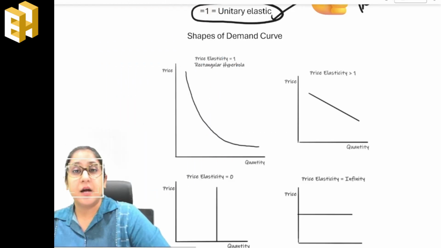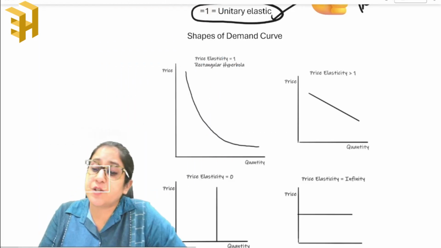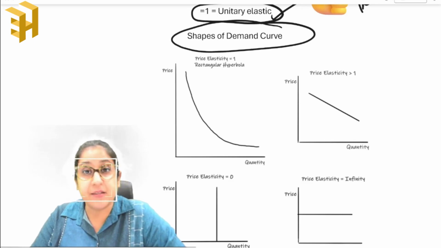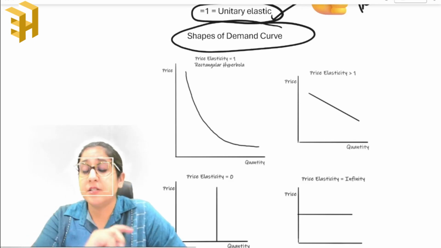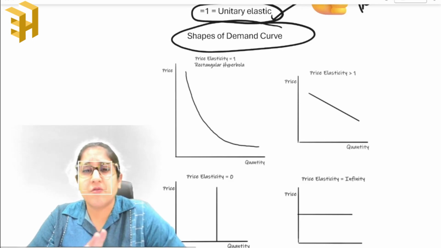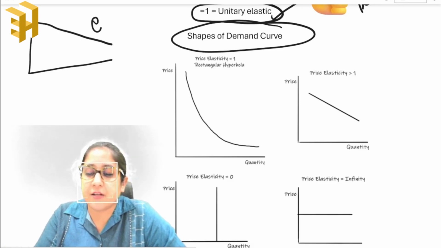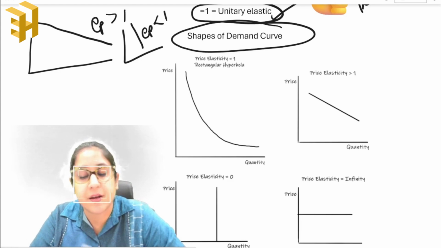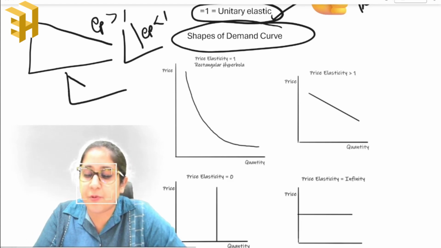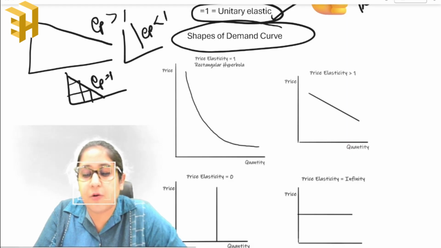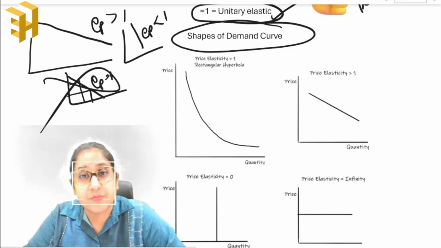Okay, moving on. Coming to the shapes of demand curve. These are very important. First, there is a lot of confusion. If it is a flatter curve, price elasticity is considered to be greater than 1. If it is a steeper curve, price elasticity is less than 1. And if it is an equal proportionate change, then this would mean that price elasticity is equal to 1. Absolutely not.